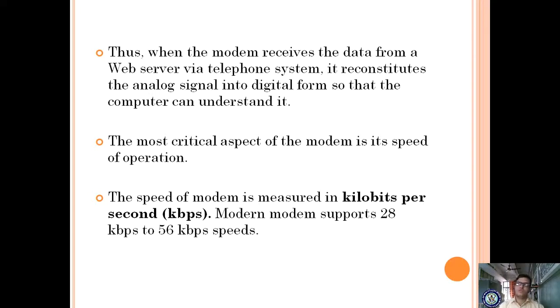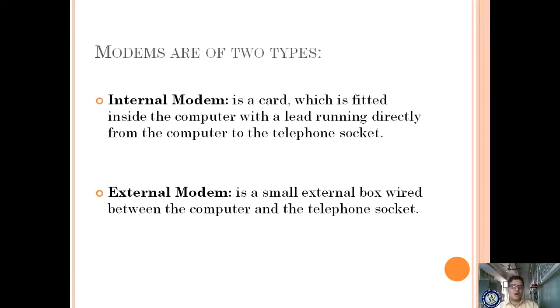How are we measuring the speed of a modem? That is kbps. kbps stands for kilobits per second. A modern modem supports 28 kbps to 56 kbps speed. Nowadays it is supporting up to 100 Gbps, depending upon the cost. According to your book, it is suggested as 28 kbps to 56 kbps speed. Then what is kbps? Kilobits per second.